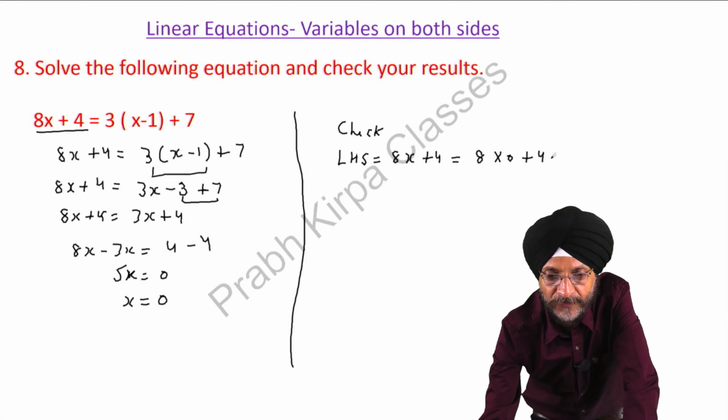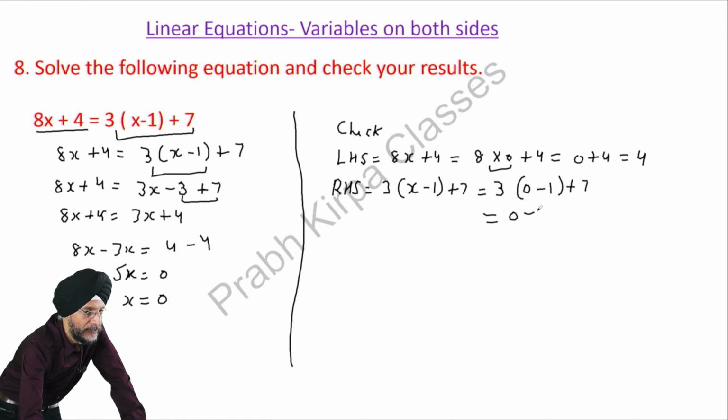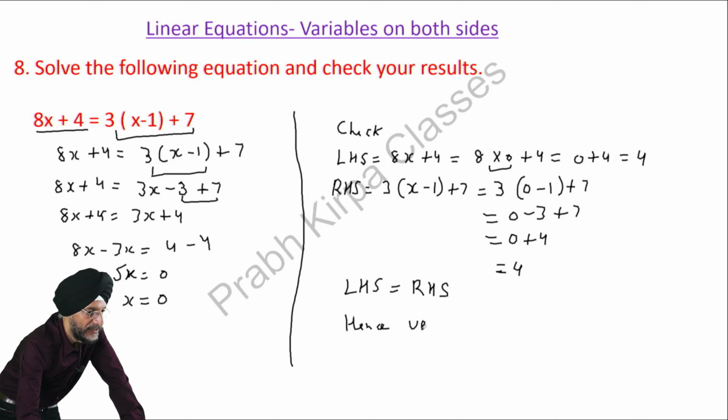What is the right hand side expression? This is the expression 3 into x minus 1 plus 7. So we will fill the value of x. It is 0. Minus 1 plus 7 is equal to 3 into 0, 0, 3 into minus 1, minus 3, plus 7, 7 minus 3 becomes plus 4, is equal to 4. That is, left hand side is 4, right hand side is also 4. So hence verified. The value of variable x which we had arrived at is okay.